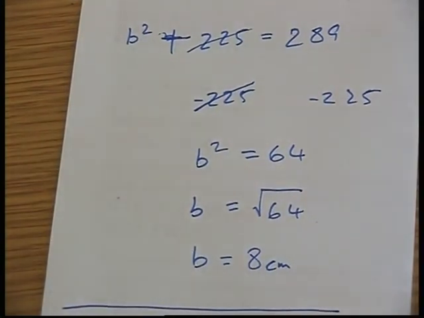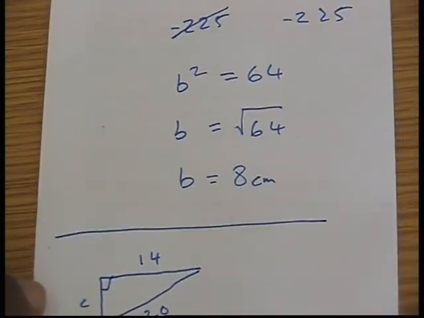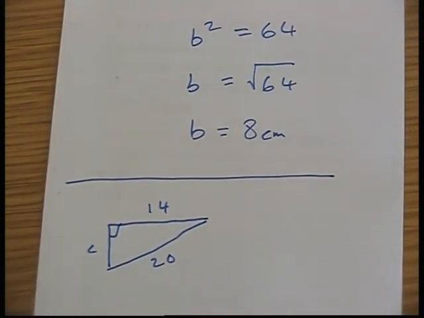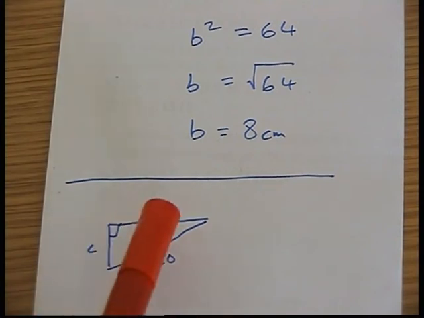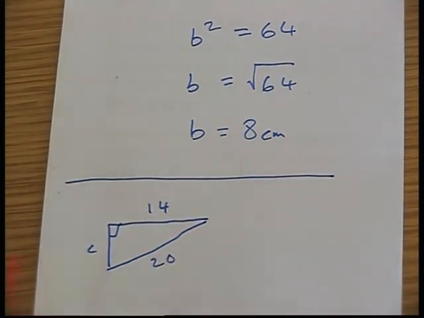Let's just do one more question. The last question, and then I'll get along with the chapter. The short side is c and 14 and the long side is 20. We have to find the short side, which is represented by c. So 14 squared plus c squared is equal to 20 squared.